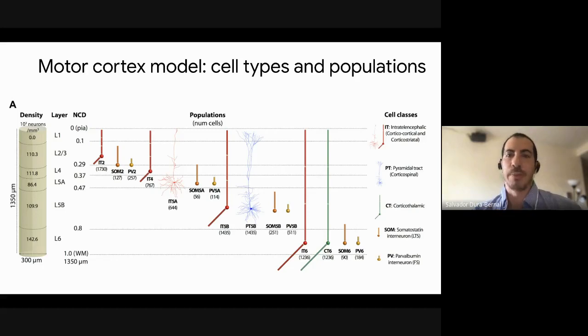This illustrates a bit of the detail that we put into the model. We included, for example, the different layers, with the depth of the layers taken from experimental data, and the densities of neurons in each layer. These are also very specific to mouse motor cortex. We have the different cell types that you find in the different layers: three excitatory cell types, as well as 2 different interneuron, inhibitory, types.